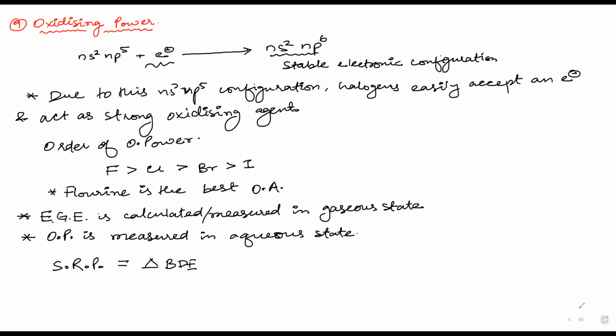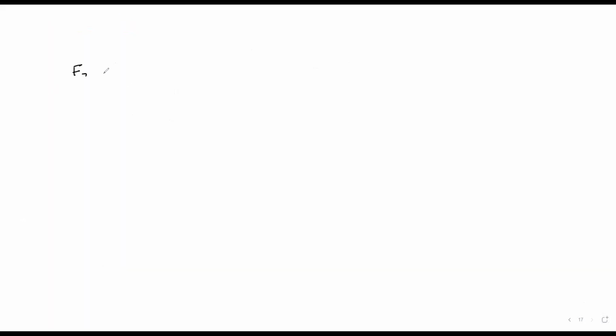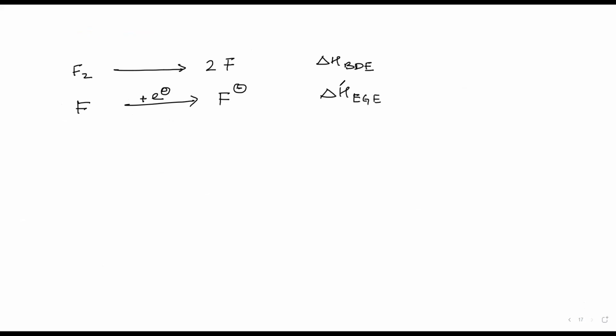Okay, let me first write it like this. See what you have: fluorine 2. First of all, what will happen? You will get 2 fluorines like this. So now here what we are doing, this is delta H bond dissociation energy. So the bond dissociation energy of fluorine will be measured here. Then this fluorine will get an electron and it will become fluorine negative. Now this step here is delta H electron gain enthalpy. Whatever energy is required or liberated in this step will be known as electron gain enthalpy.